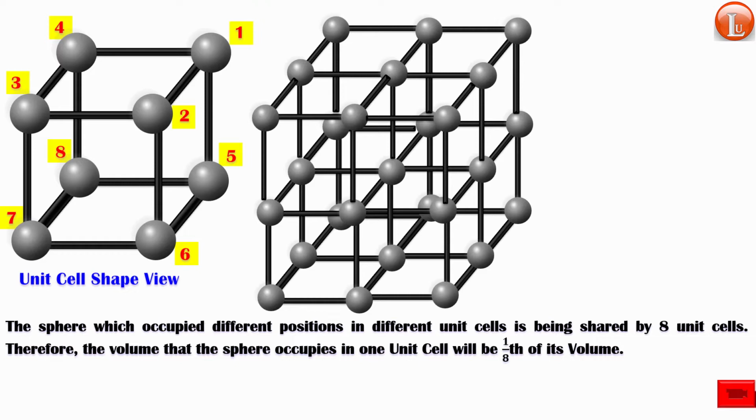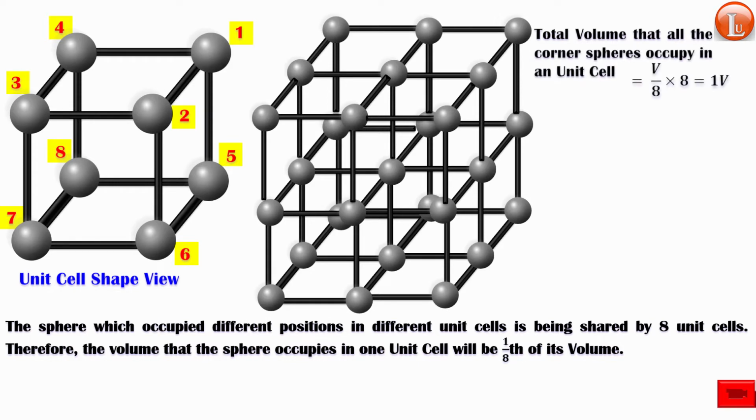Now, there are 8 such unit cells, and the volume of each sphere would be similar to that of the other. So each will have a volume of V by 8, and there are 8 of them. So the total volume that the spheres occupy is the volume of one sphere effectively, which is 1V. This means that effectively there is one sphere inside.